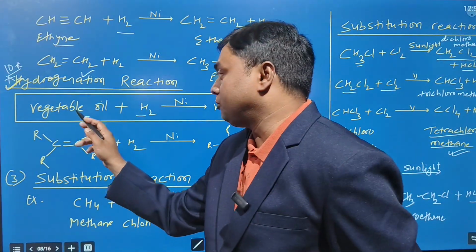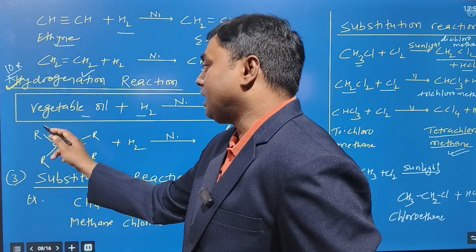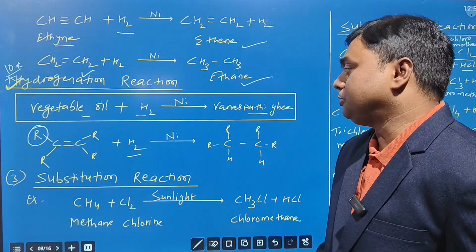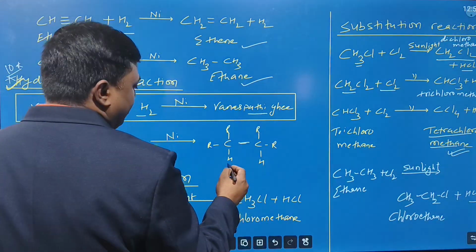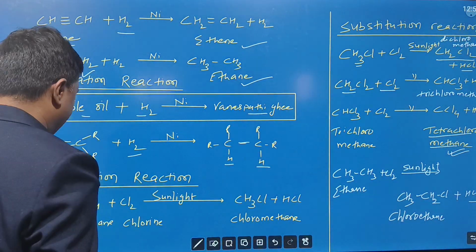So the formula for vegetable oil is R-C double bond C-R, where R is an alkyl group. Now it reacts with hydrogen in the presence of nickel. So what will happen? This double bond will change into a single bond. Now hydrogen is attached to this vegetable oil, so it changes into vanaspati ghee.